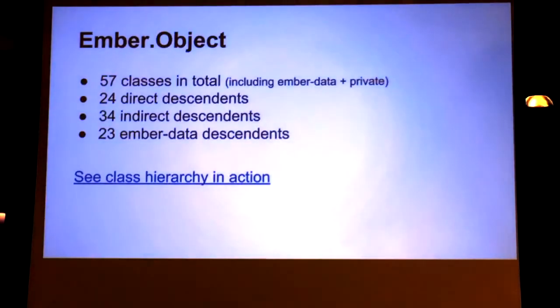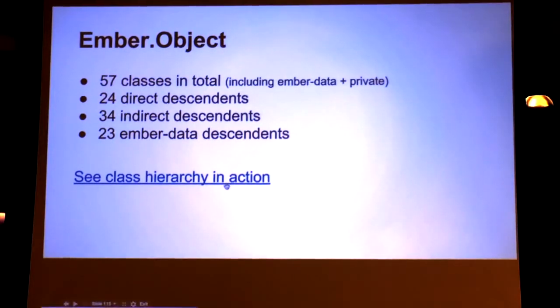So I'm just going to come back here for a second, because it'll be easier to put a link. But the reason why I think learning Ember object is very, very important is because of the amount of impact and the amount of things it touches in an Ember application. With Ember object, there are 57 classes in total that inherit from Ember object, either directly or indirectly. That's actually more now with Ember 1.6. I think it's like 59. 24 direct descendants, 34 indirect, and there's 23 Ember data descendant classes.